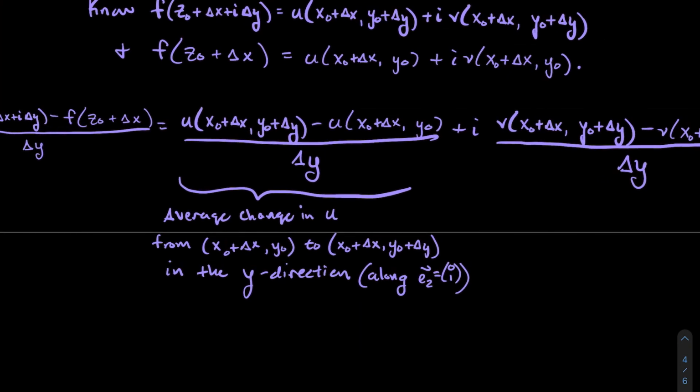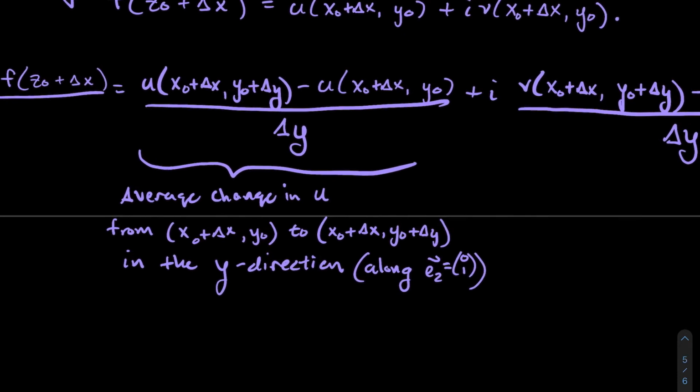So let me zoom in a little bit on, let's look at the real part here. If you notice, here and here, the x-coordinate's the same, it's constant. But what have I done? I'm just saying that what if we're a little bit away from delta y? And then divided by that teeny tiny change in delta y. So remember, what does this fraction represent? That's the average change in u.